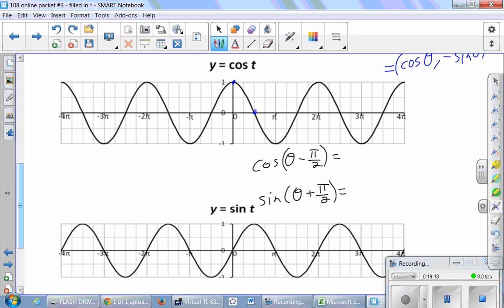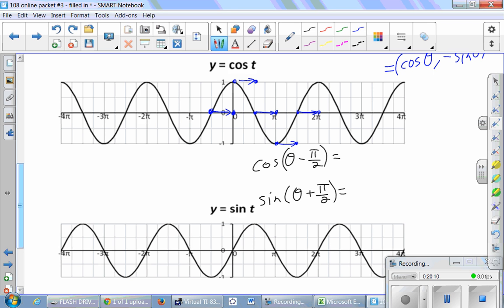So we're going to take each of these points up here, and we're going to move them pi over 2 to the right. So this point goes pi over 2 to the right, this point goes pi over 2 to the right. This one goes pi over 2 to the right. And this one, pi over 2 to the right. And just one more for good measure. Let's take this point and send it pi over 2 to the right.